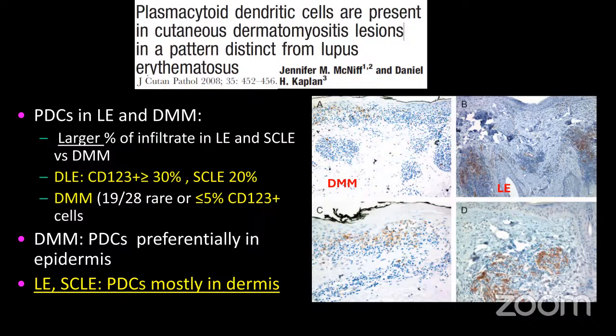McNiff and colleagues at Yale were able to show that in lupus, you can see clusters of CD123 or the plasmacytoid dendritic cells. And if you have a lot of them, and especially if they're deeper and in clusters of, let's say, 5 to 10, then that's going to be more in favor of lupus than dermatomyositis. You can see just a few solitary ones here.